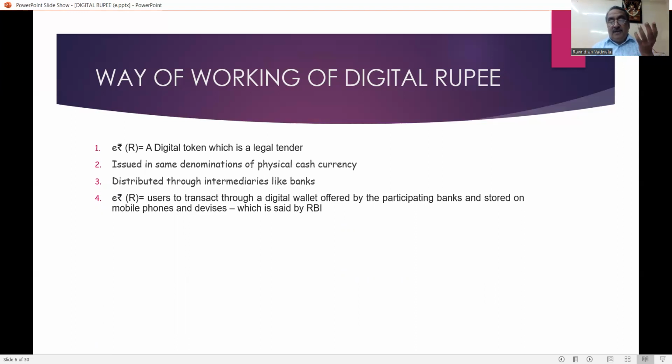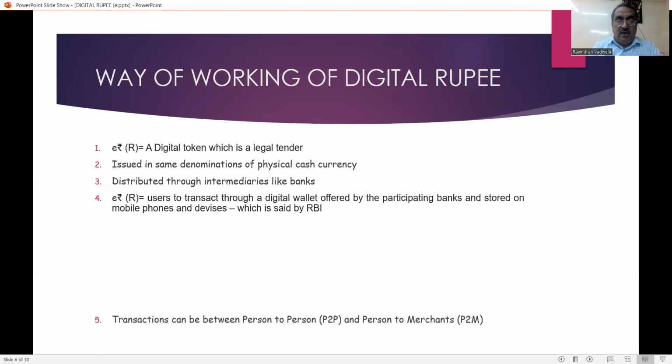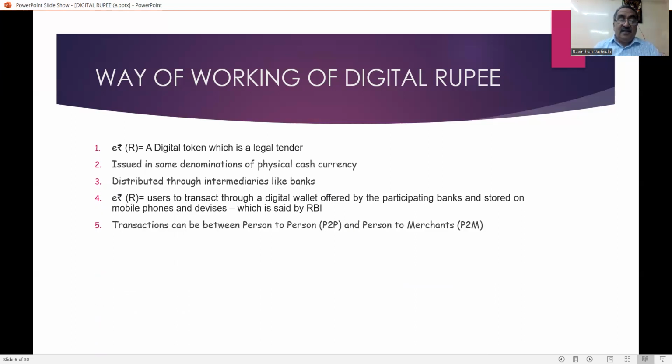So that's a wallet, and it is there at the participating banks, and you have the balance in your mobile and your laptop or system. Thereby you can do the transaction. This is what the RBI said. A transaction can take place between person to person. You and me, we can do the transaction.